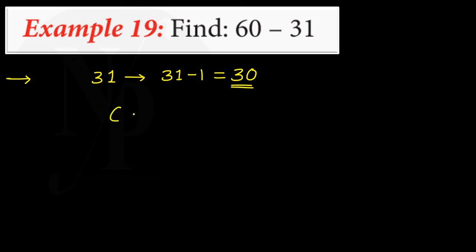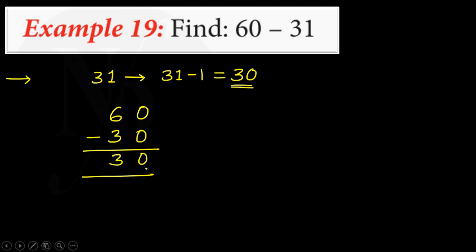See here, 60 minus 30. So 0 minus 0 is 0, 6 minus 3 is 3. You get 30. But this is not the answer for the question asked here.